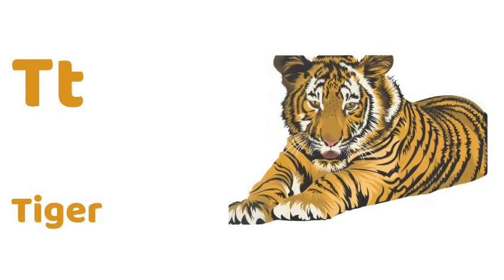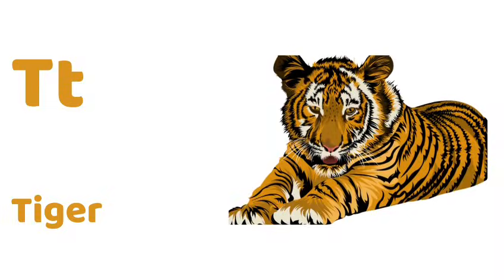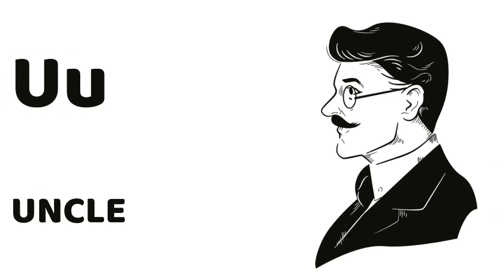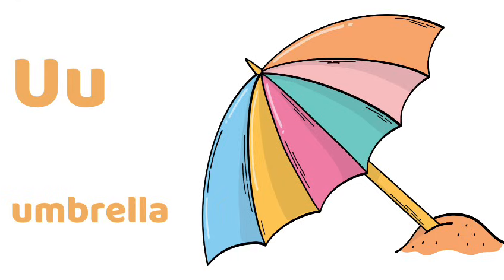T is for tomato. Tomato. T is for tiger. Tiger. U is for uncle. Uncle. U is for umbrella. Umbrella.